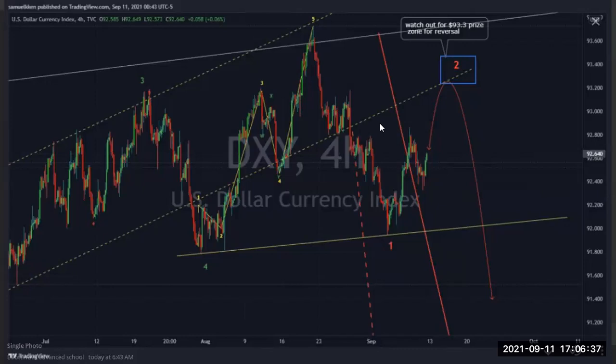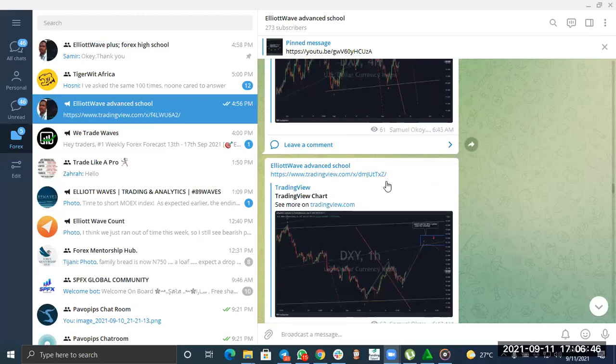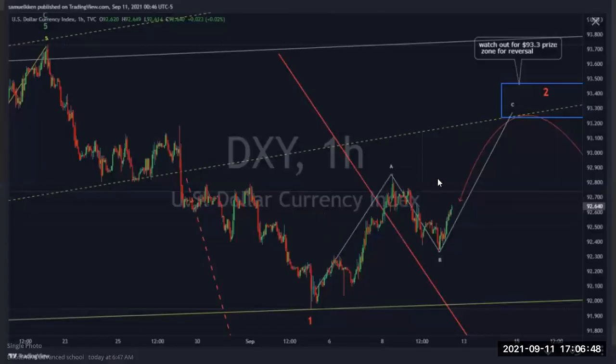If you trade DXY, we expect three waves, A, B, C, then selling will continue. On the 1 hour chart on DXY, we labeled it correctly, A, B, C. So expect a reversal between 93.200, 93.300, 93.400 and 93.500. So this is the reversal zone.